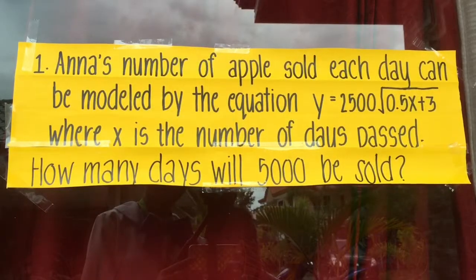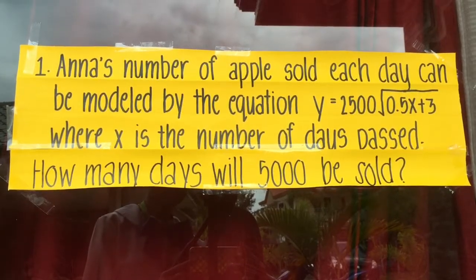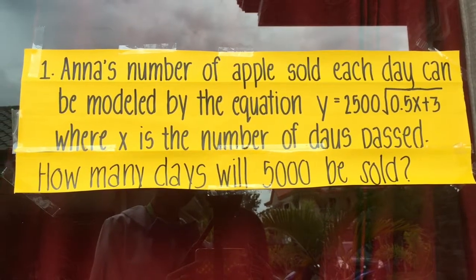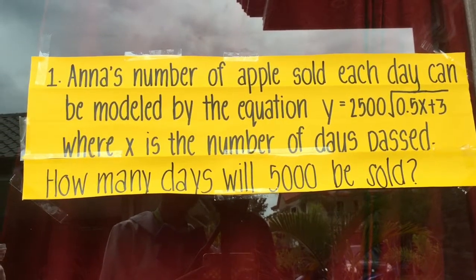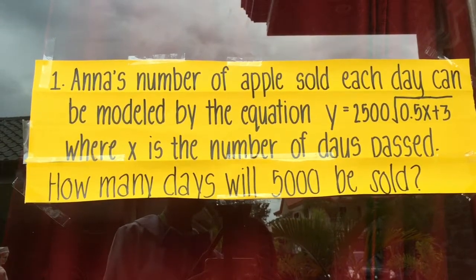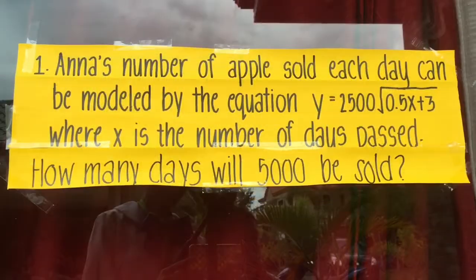The first problem is: Anna's number of apples sold each day can be modeled by the equation y is equal to 2,500 times the square root of 0.5x plus 3, where x is the number of days passed. How many days will it take for 5,000 to be sold?